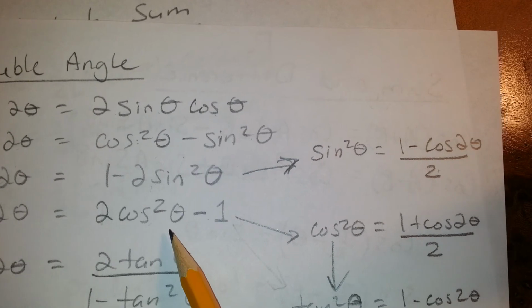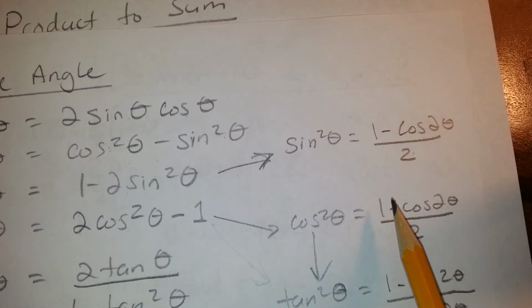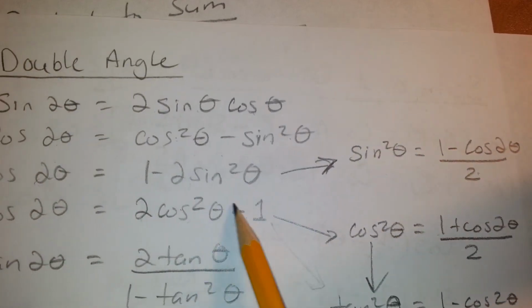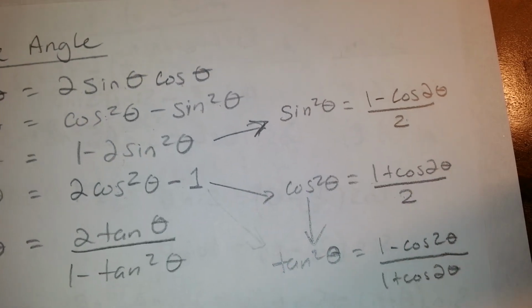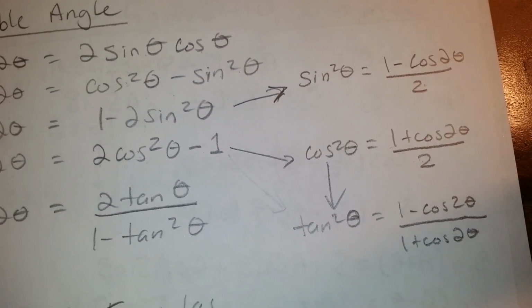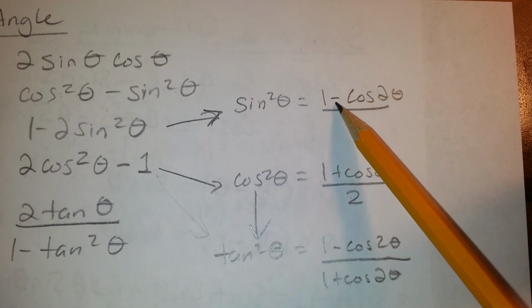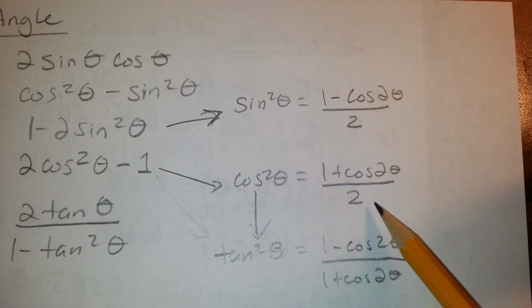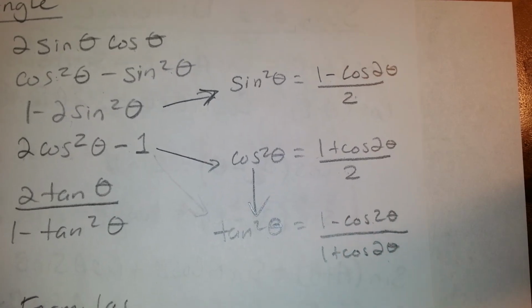Okay? Same with this formula here. I add 1 over here. Notice I've got 1 plus cosine 2 theta. I add the 1 to this. I divide both sides by the 2, and I get this. Okay? And here I have tangent squared theta, which would be what? I'm dividing this by this. The 2's would cancel out, and I get 1 minus cosine 2 theta over 1 plus cosine 2 theta.